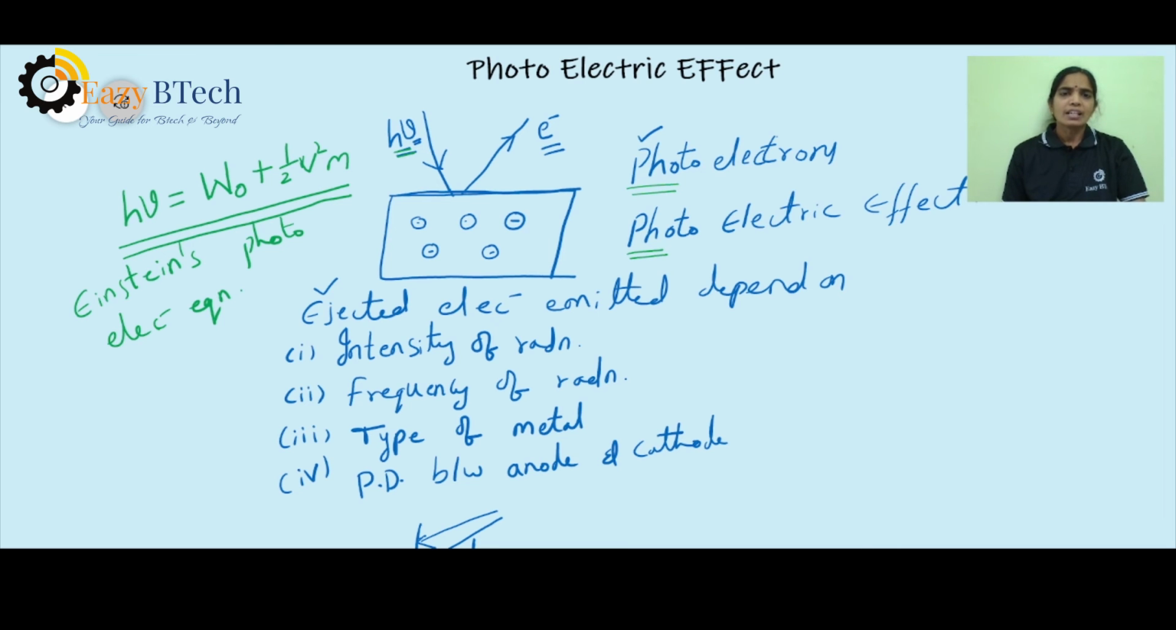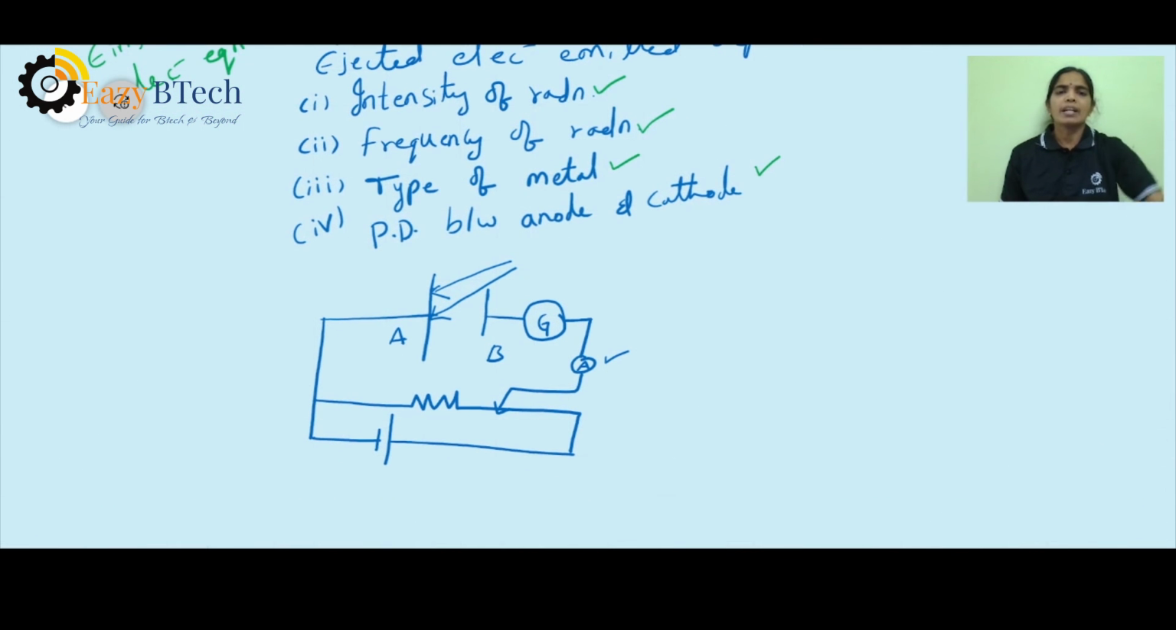We have electrons being ejected. So the number of electrons ejected from this metal depends upon the intensity of the radiation that has been given here, the frequency of the incident radiation, the type of metal that has been chosen, and also the potential difference between the terminals there, that is your anode and cathode.